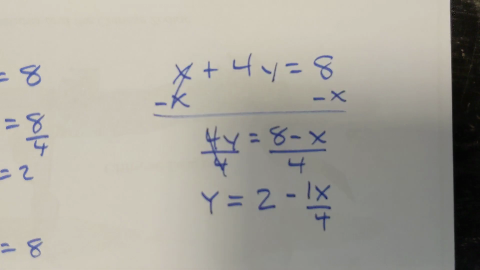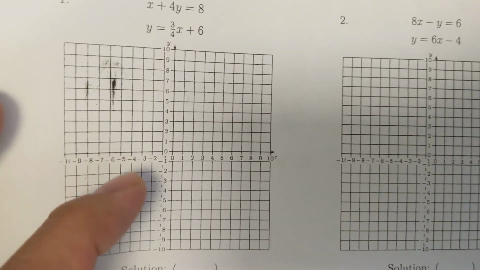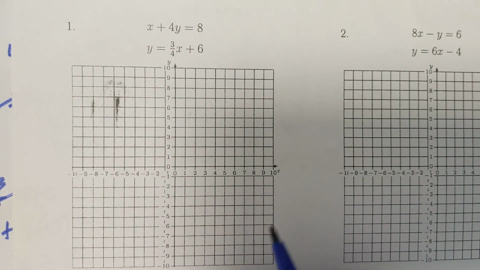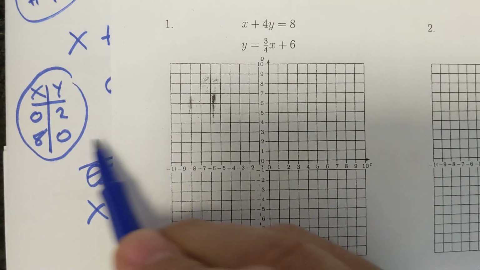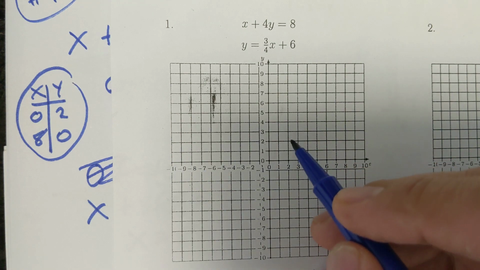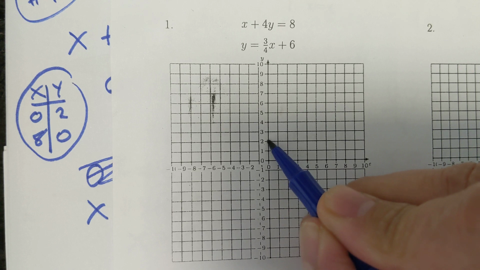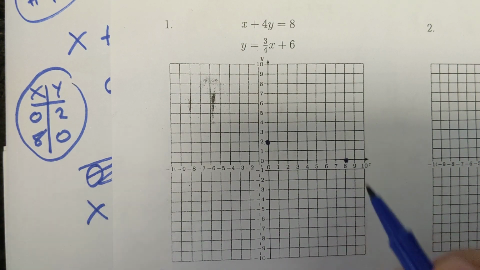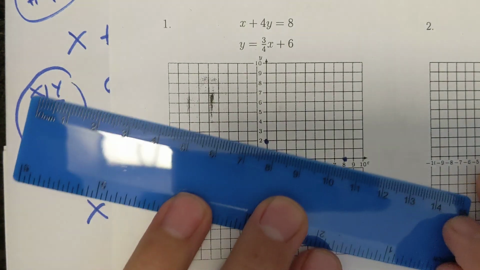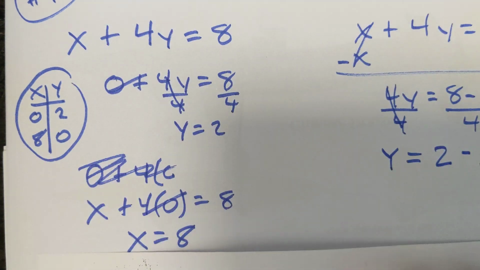Alright, so now we can graph this. Okay, and so let's take a look here. Let me get my graph, set it up. So on the one hand, I could use my x and y intercepts. Y-intercept of 2. So I'd put a dot here at 2. And then an x-intercept of 8. And I could connect my line. Okay, but since I wanted to show both ways, here's our other option.